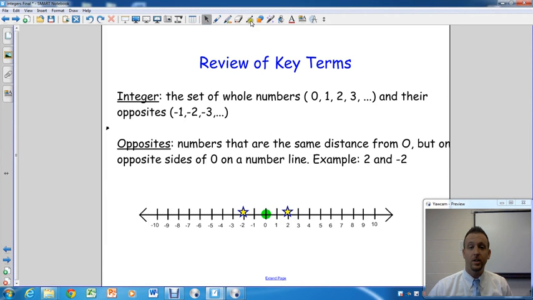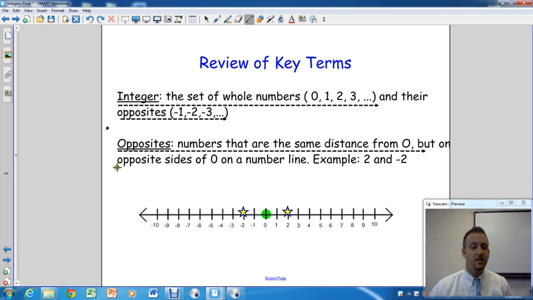I have 2 terms I would like to review with you that are important for this lesson. The first one is integer. Integer is a set of whole numbers such as 0, 1, 2, and 3, and their opposites, negative 1, negative 2, and negative 3. The next term is opposites. Opposites are the numbers that are the same distance from 0, but on opposite sides of 0 on a number line. Examples would be 2 and negative 2. 2 and negative 2 both have the number 2, yet one is negative and one is positive.